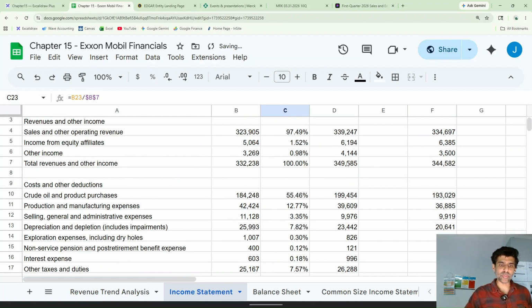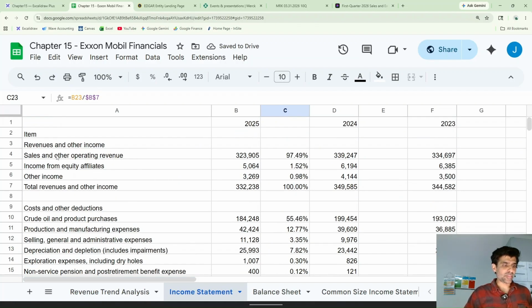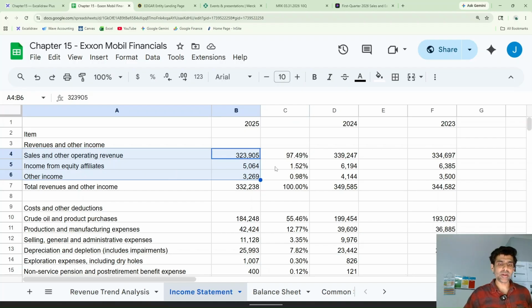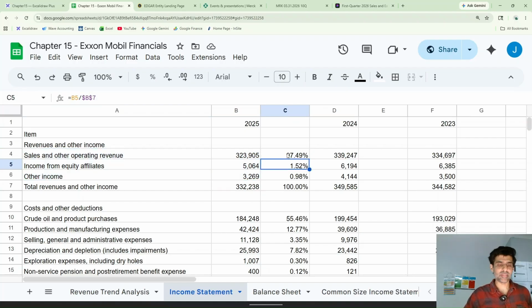Okay, and this is useful because, for this top part, you can see what the percentage is between all the sources of revenue. You can see what the breakdown is. This line item is 97%, 1.52, etc., to get to the total revenue.